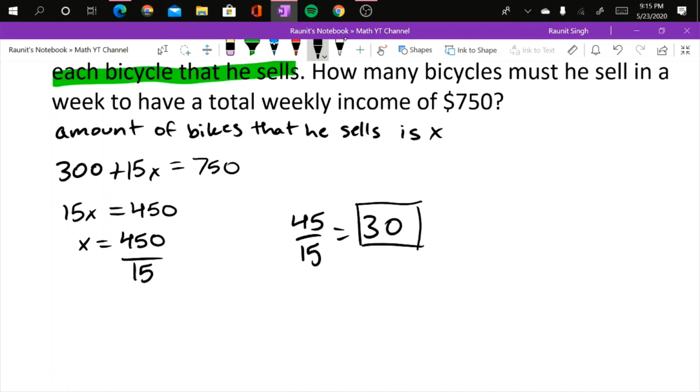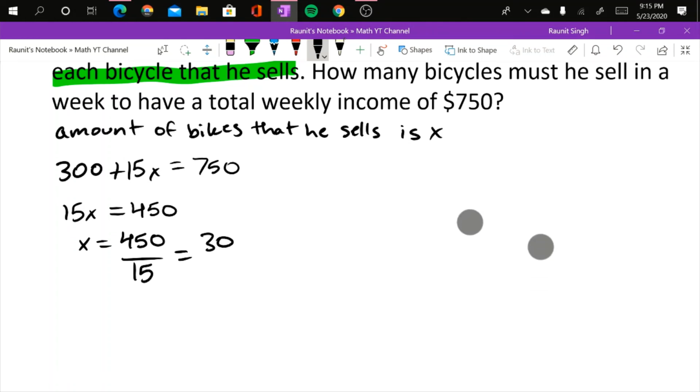So I can prove this is right because when you do 15 times 30, you get 3 plus 1 is 4, and then you would add the 0 back in, and you get 450. So that's a neat little shortcut that I have. So now x is equal to 30. So he needs to sell 30 bikes in order to have a weekly income of $750.